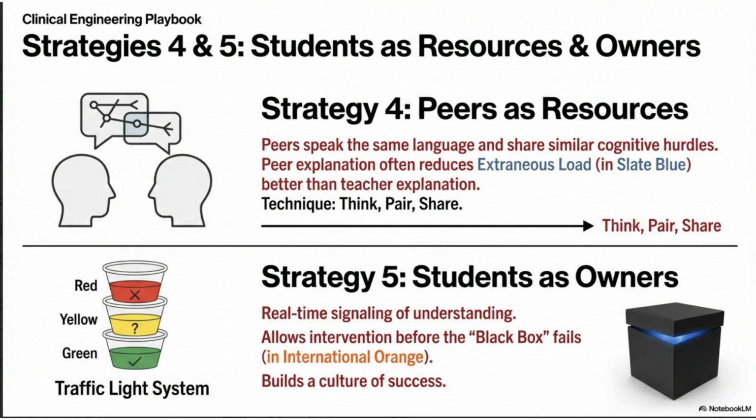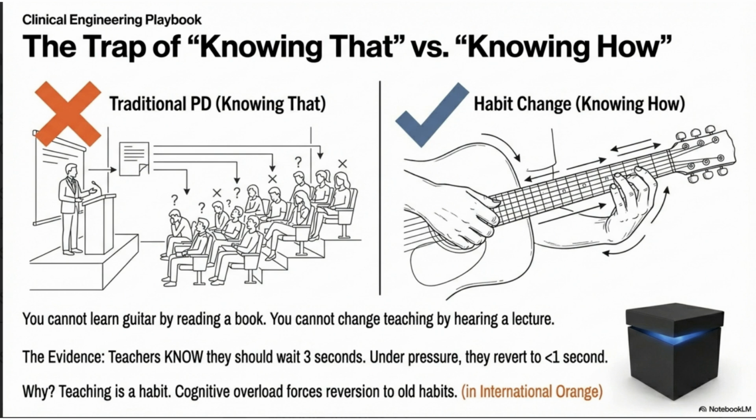Strategy 5, students as owners, uses systems like the traffic light system for real-time signaling of understanding, allowing intervention before learning failure. The trap is knowing that versus knowing how. Just knowing the theory is not enough. Teaching is a habit. Cognitive overload can force a reversion to old, less effective habits, as evidenced by teachers reverting to short wait times under pressure.